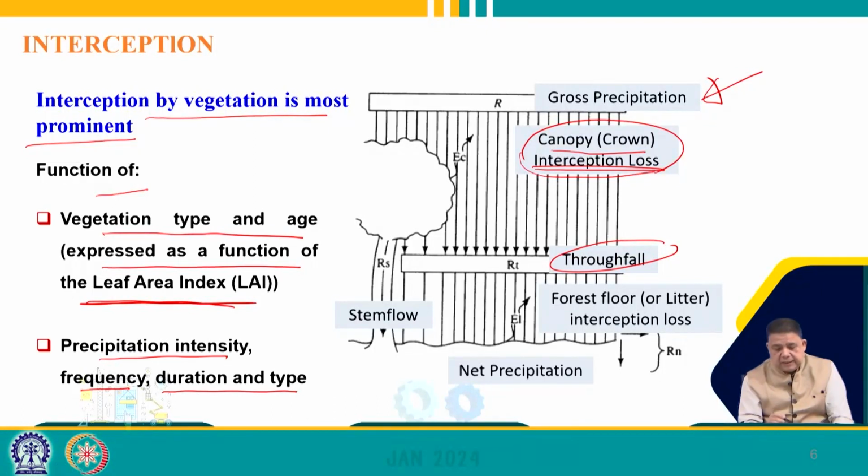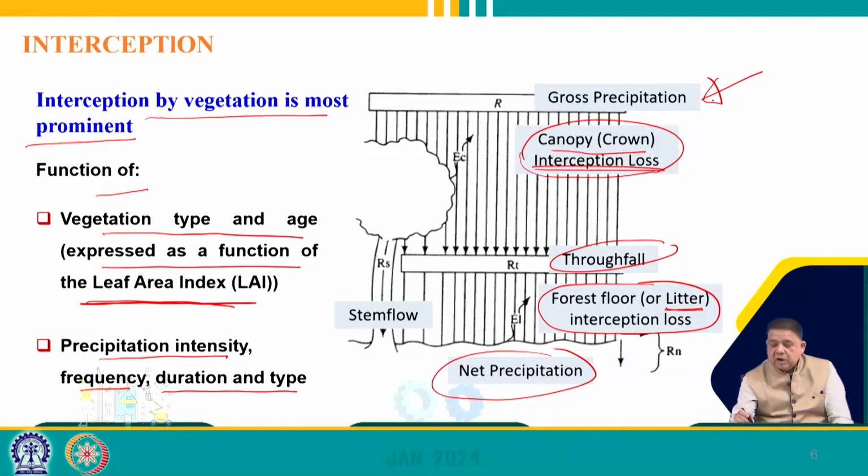If it is a thickly vegetated area, say a forest, then you can expect a lot of litter, tree leaves, branches or portions of roots, lying on the forest floor. So the precipitation, before touching the ground or the soil, will again be intercepted by this litter or forest floor. That is referred to as forest floor interception loss. And there will be some part of the water which will drip down through the stem and reach the surface. That is net precipitation.